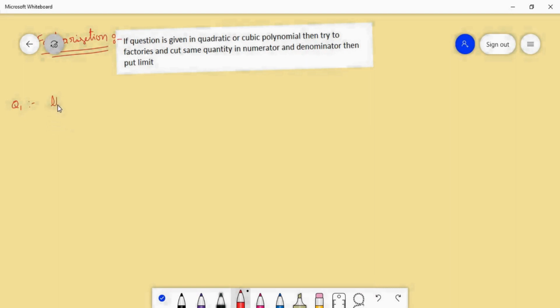First example: limit x tends to 2, (x square minus 3x plus 2) by (x square minus 5x plus 6). Apply 2 in the place of x. In the numerator, 2 squared is 4, 4 minus 6 plus 2 is 0. In the denominator, 4 minus 10 plus 6 is also 0. So it is also 0 by 0 form.